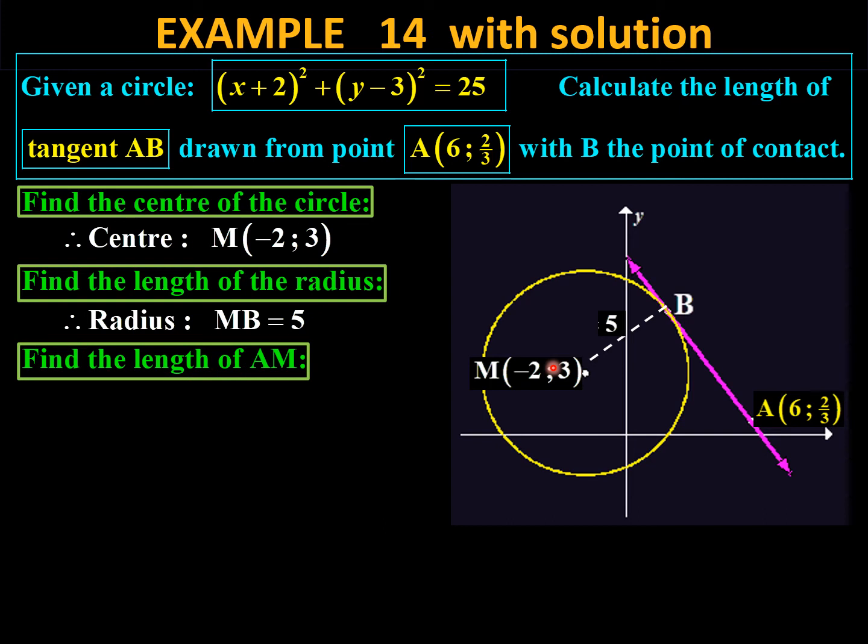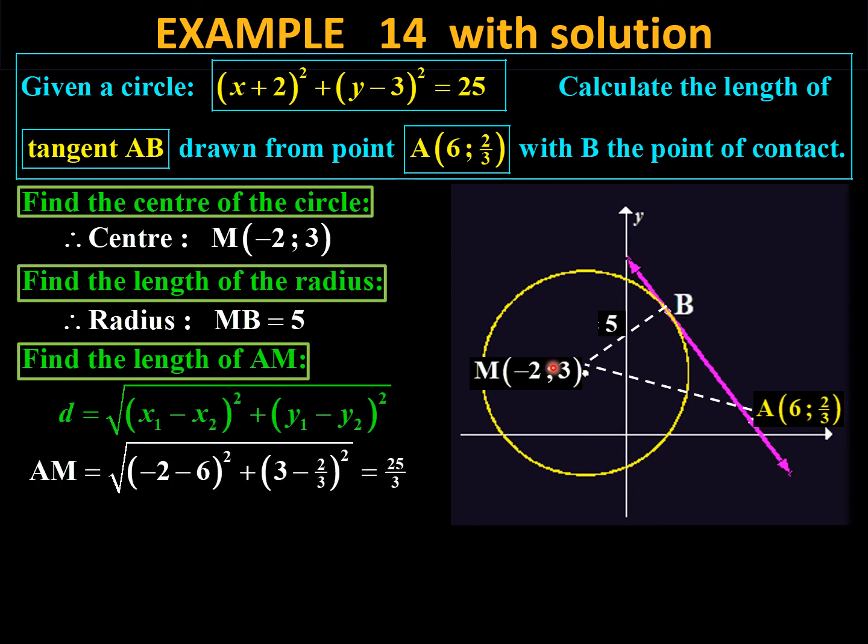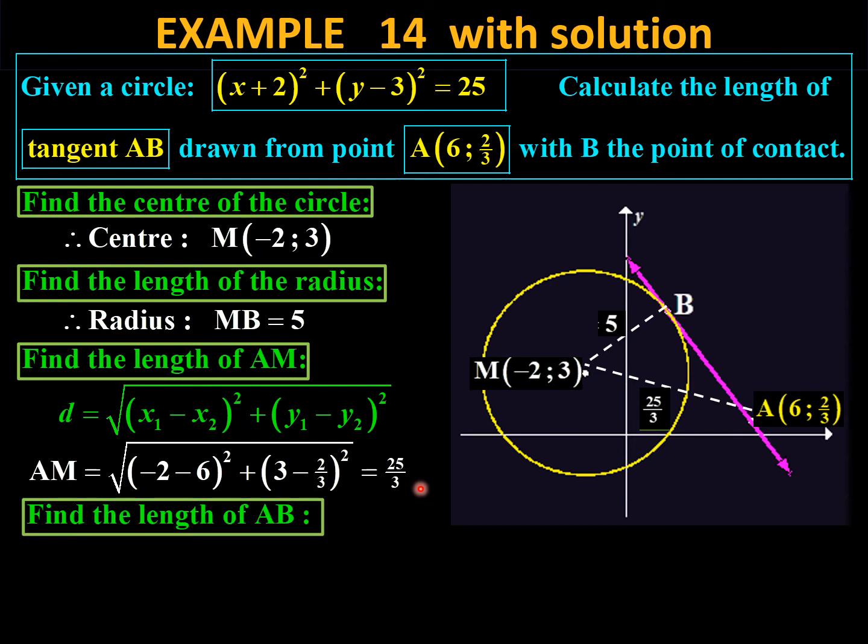Now we want the length of AM. If I find AM, I have A and M's coordinates, so I can just use my distance formula. Applying the distance formula correctly, I end up with 25 over 3. Let's insert that 25 over 3. Now we come into the actual objective: find the length of AB.